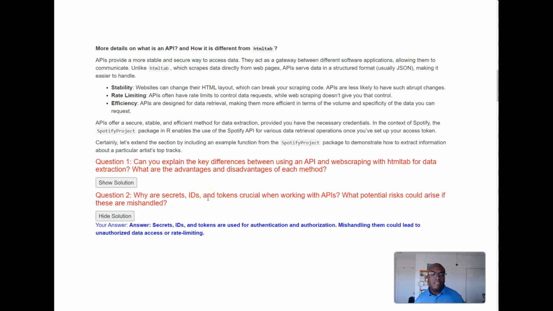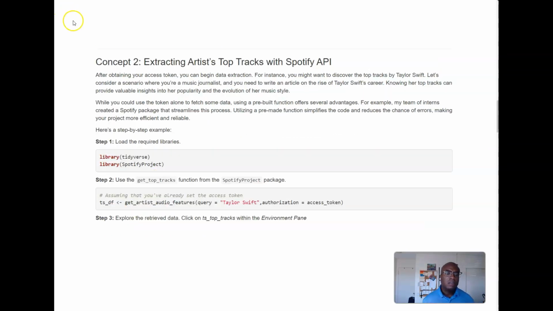Okay, so with that being said, I think we're able already to talk about viewing data. Technically we already did this, but let's go ahead and pretend. So we're going to access our token, but for instance, you might want to discover the top tracks by Taylor Swift. Let's consider a scenario where you're a music journalist and you need to write an article on the rise of Taylor Swift's career. Knowing her top tracks can provide valuable insights into her popularity and the evolution of her music style.